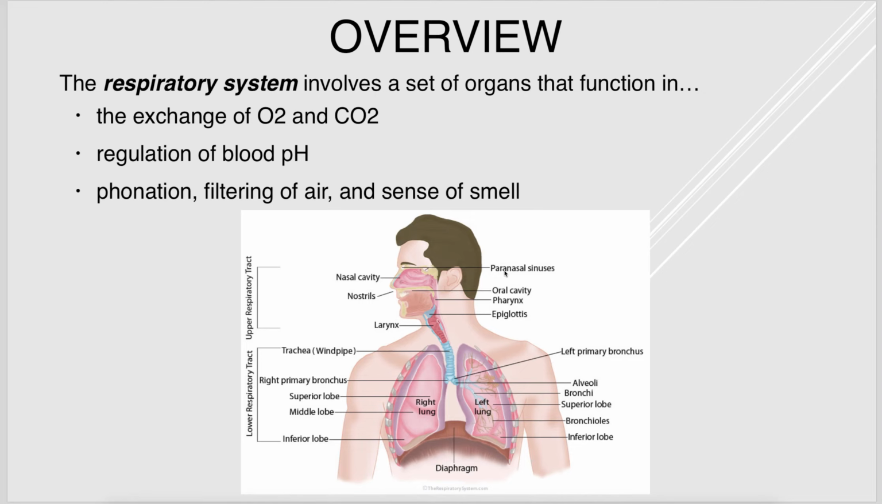Okay, so in this lecture we talked about the respiratory system, we talked about the urinary system. So starting with the respiratory system, the big job is to exchange O2 and CO2, and with that, the respiratory system can regulate the pH of blood. We also need it for speech, which is phonation. We filter air as we bring it into the lungs, and we also need it for our sense of smell.